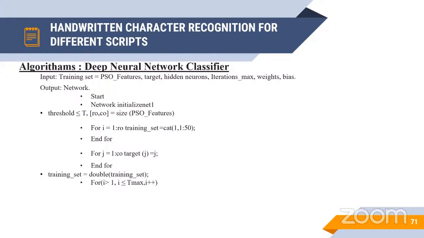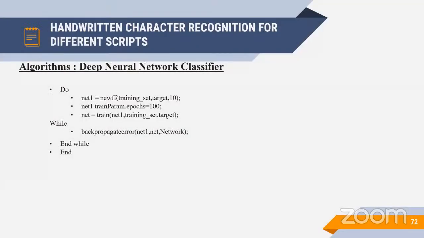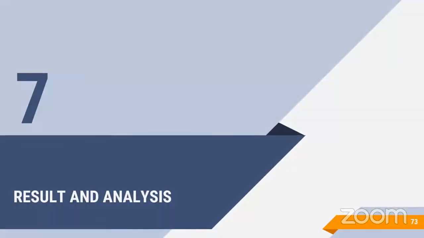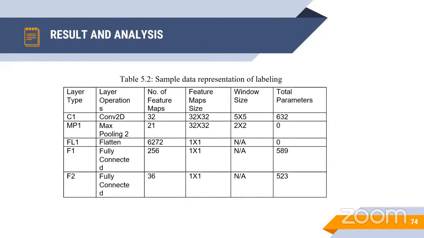Start the network initialization. For each training set sample, compare the target: if j is equal to j, meaning both are matched, then the training set count is incremented. After all of this algorithm, the result that I have analyzed is sample data representations with labeling.